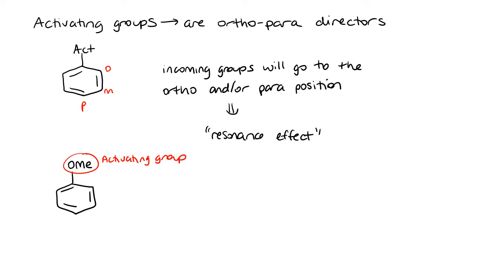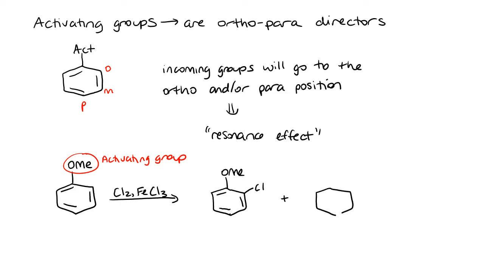So not only is it going to make another EAS reaction go faster, but it's going to direct any incoming group to the ortho or para position. So if we were to take this benzene ring and react it with halogenation conditions to install a chlorine, the chlorine can go either ortho to the OMe group or para. And most often you do get a mixture of products.